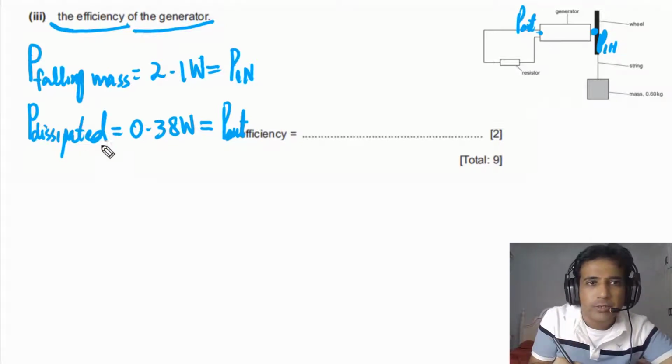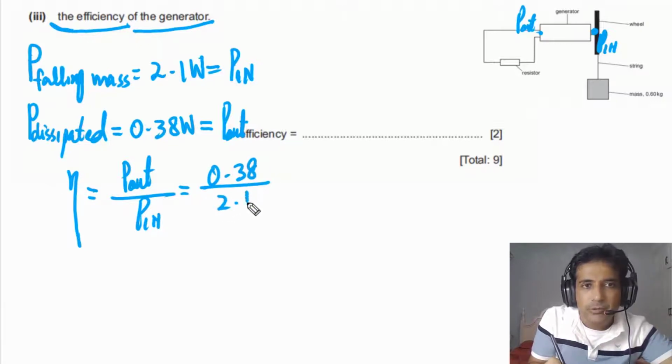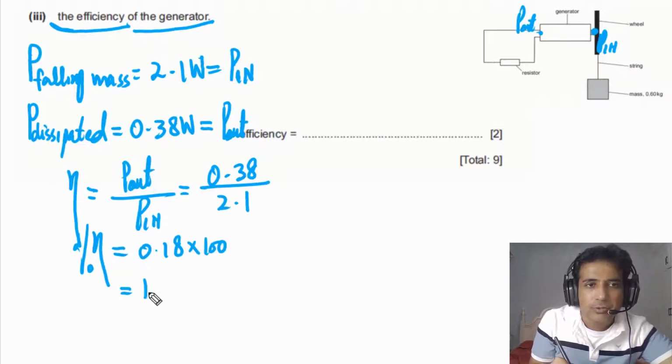We need to calculate efficiency, so we can simply say efficiency will be equal to P out divided by P in. P out in this case is equal to 0.38 and P in is equal to 2.1. If we solve this one, our answer in this case will be equal to 0.18. So this is the efficiency, but we can convert this one into percentage efficiency. So we have to multiply by 100. So this one will be equal to 18%.